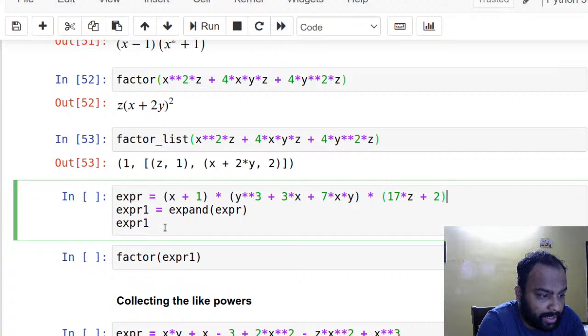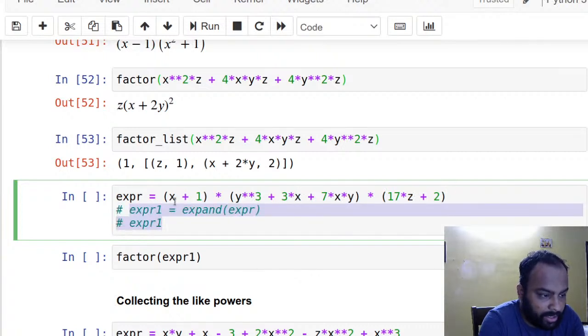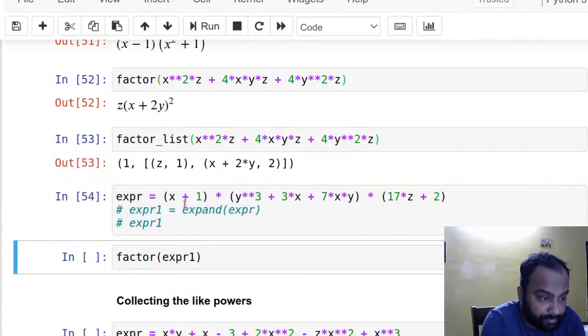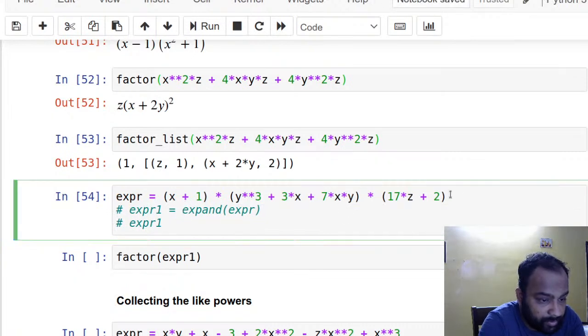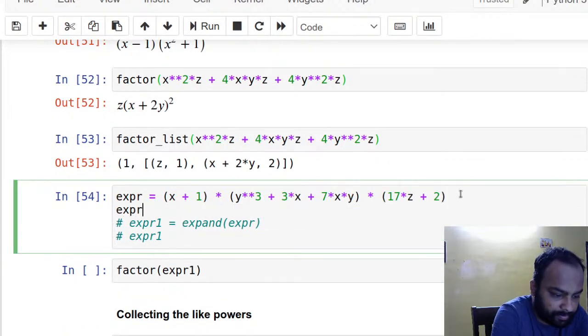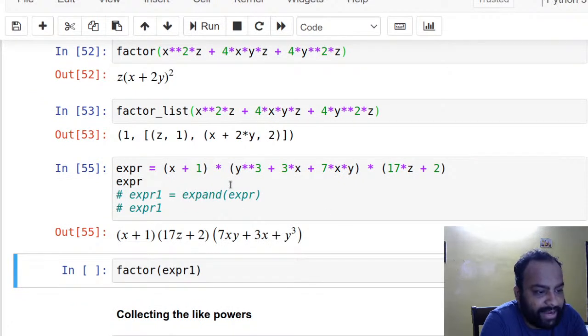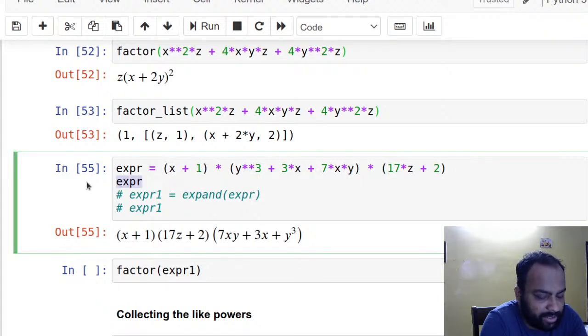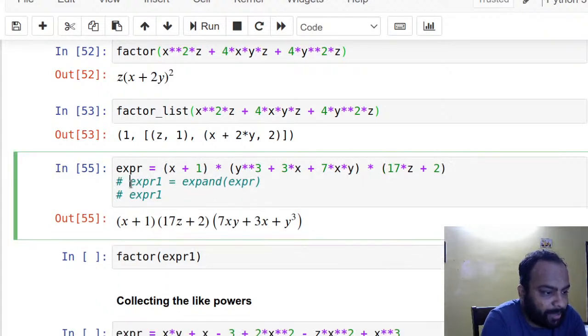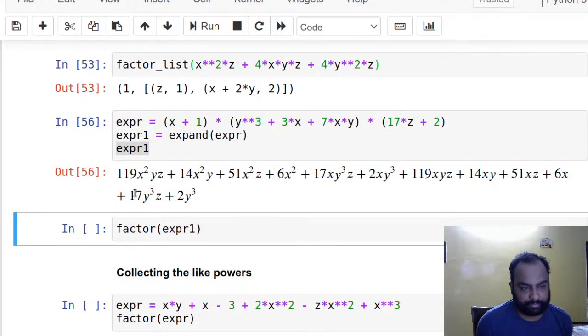So let me just show you. Now look at this expression here. Hold on for a second. Okay, so we have an expression like this. So x plus 1 multiplied with these and multiplied with this, right? So this was the expression, and I want to expand this expression. Just another example. Okay, and after expansion I want to assign it to another variable and then print that variable. If I do that, this is that.